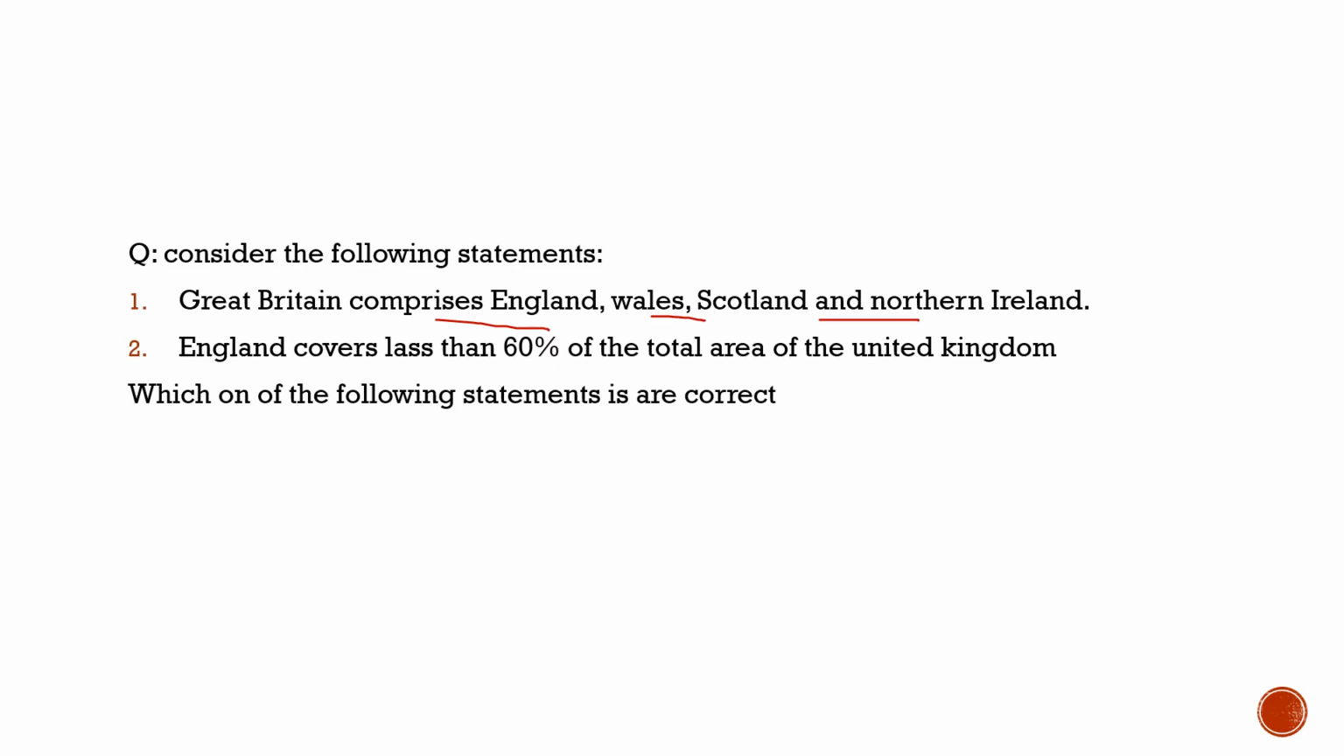With respect to the first statement, it is incorrect because Northern Ireland was never part of Great Britain. So first statement is incorrect. Second statement, it says England covers less than 60% of the total area of the United Kingdom. True. So second statement is true. So with respect to this question, which one of the following statements is correct? 2 only is the correct answer.